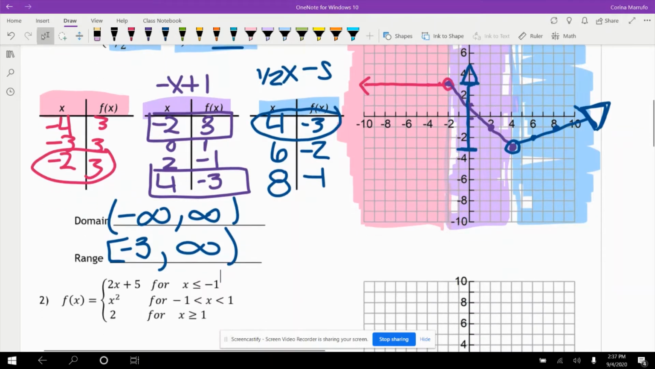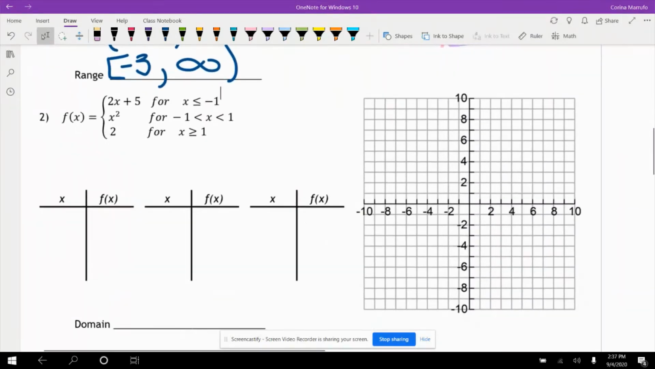All right, let's go ahead and try the next problem. Here we have 2x plus 5 for x is less than or equal to negative 1. Okay, so here we're going to write our table here, and then I'm going to go ahead and see which section of the graph I'm going to use. So here is negative 1, and then all the numbers that are less than are in this direction.